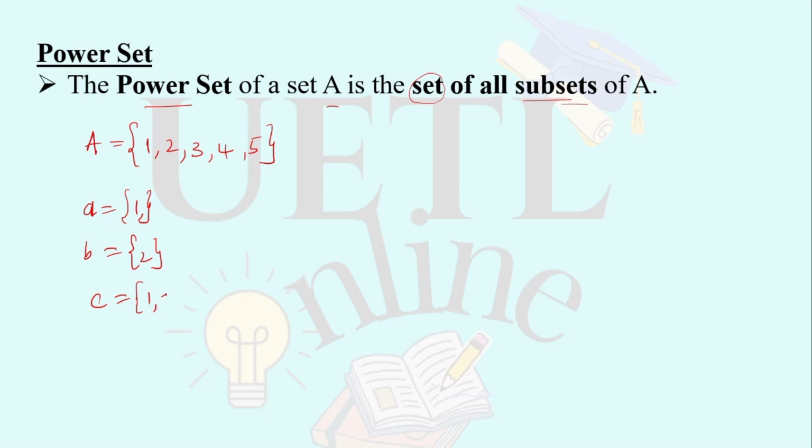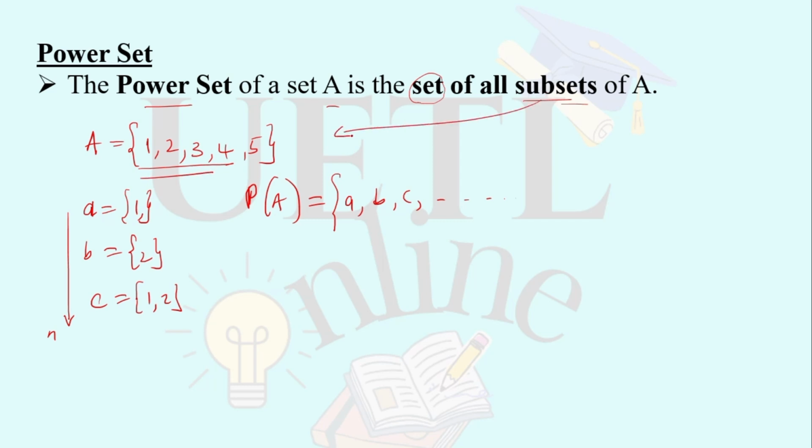Okay, so the number of sets we can make, how many sets we can make, a set of all these. So this means that the power set of A is the set of A, B, C, and so on. How many subsets can we make from this? So this is the meaning of power set. A power set is a set of all subsets of A. So make sure of how many subsets.